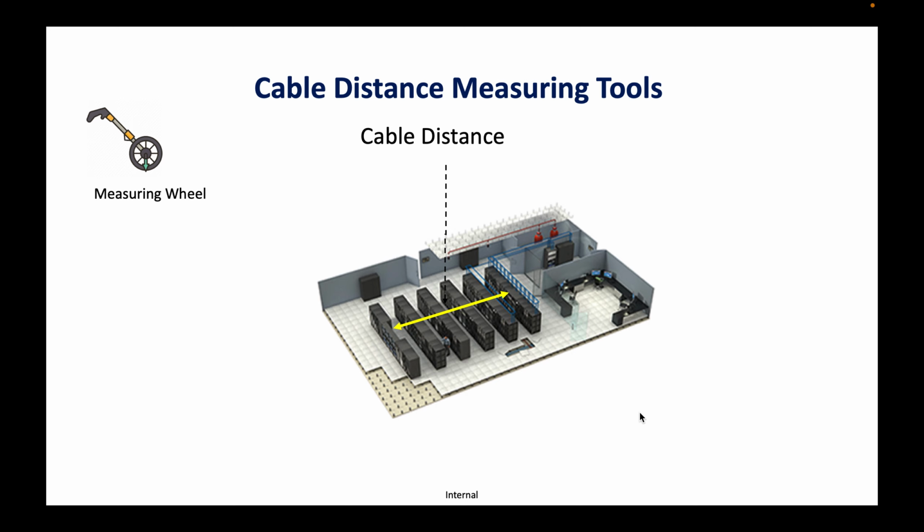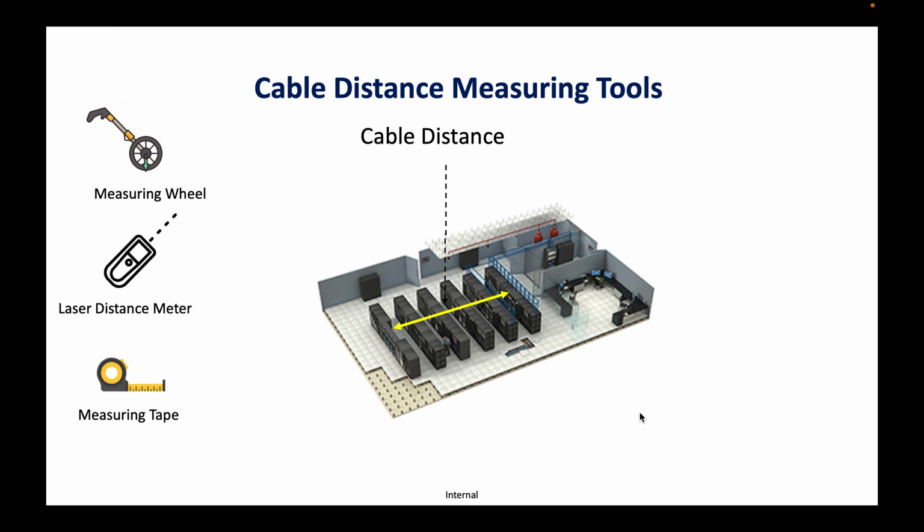What you have to do is roll the wheel along the intended cable path to measure the distance within the data center. This is effective for both indoor and outdoor measurements. Then we have the laser distance meter. You can use the laser to measure straight line distances, which is useful for unobstructed and direct paths. For complex paths, I think you have to take multiple measurements and sum them up.